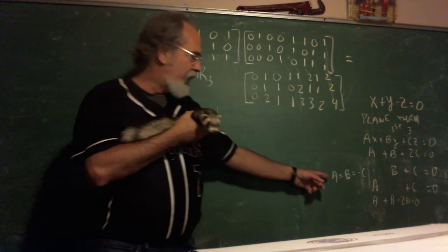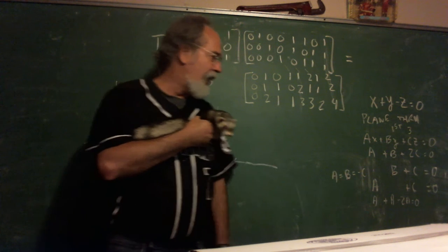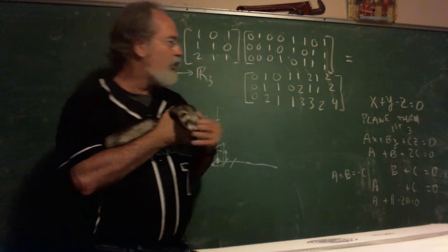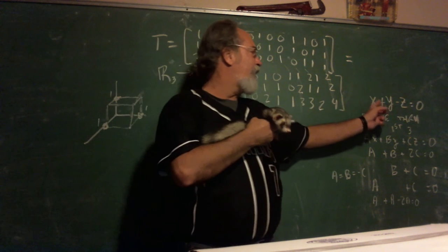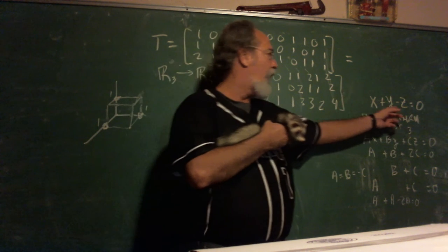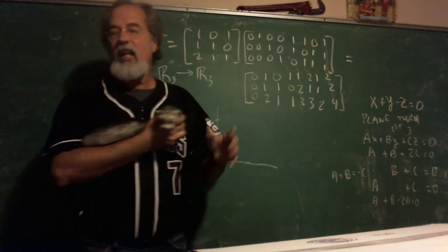And it turns out that a and b have to be equal and c has to be negative of the other 2. So in other words, the plane has equation you could have 5x plus 5y minus 5z, but the basic one is x plus y minus z equals 0. Now check out these points.